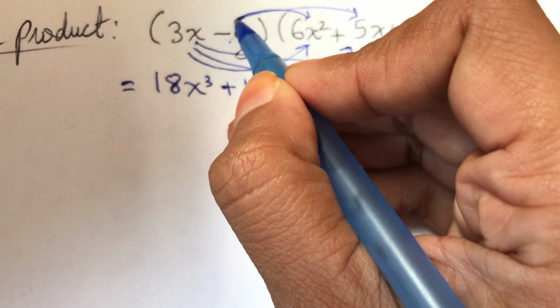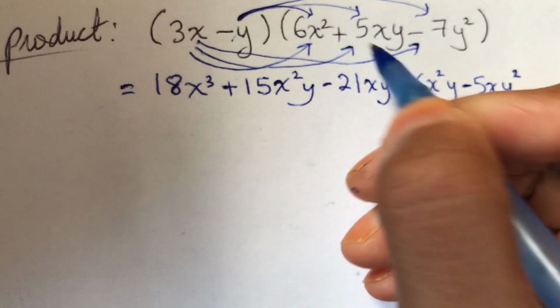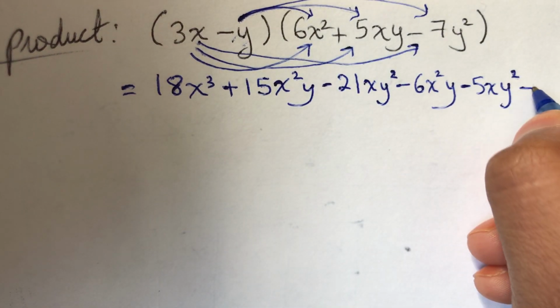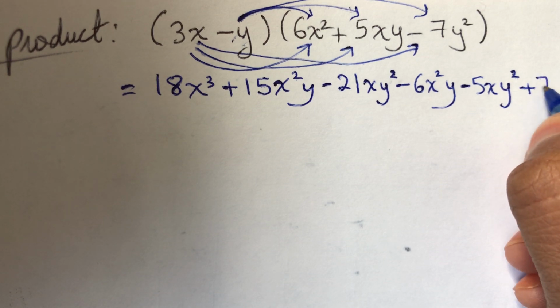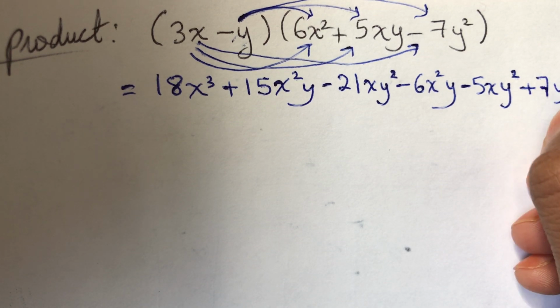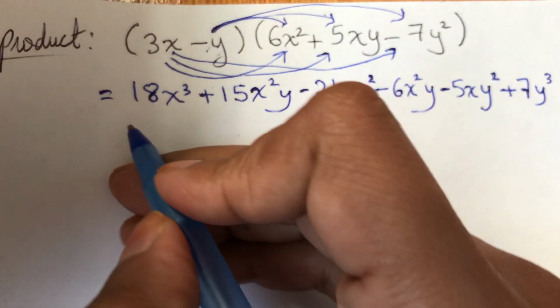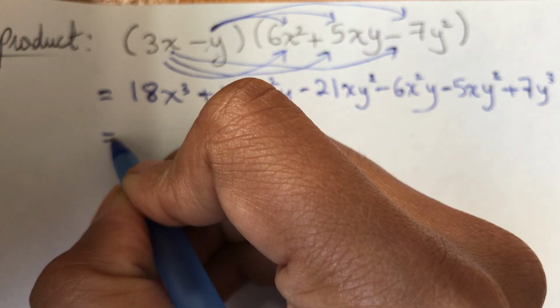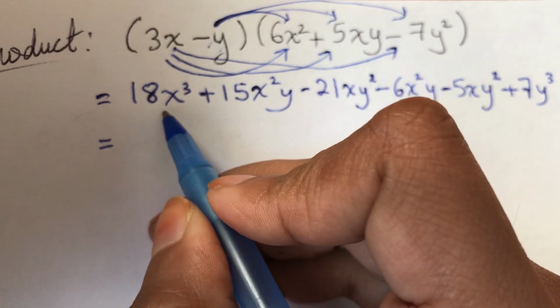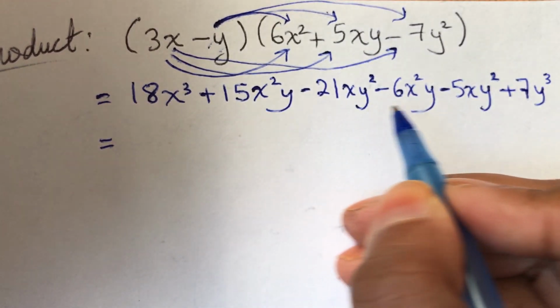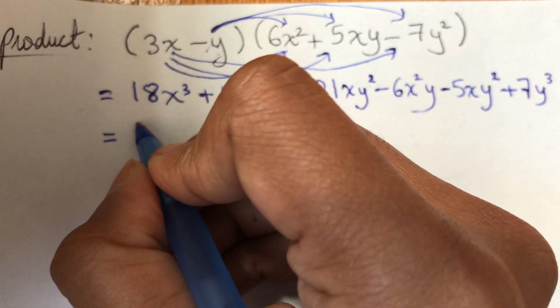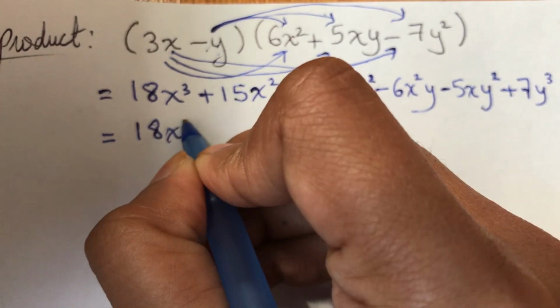Then we have negative y with the negative 7y squared. Negative times a negative gives me a positive 7y cubed. Okay, so this is pretty much it. And now what I'm going to do is scan to see if there are any like terms I can combine. I have a 18x cubed here. Anything? Nope. So I'm going to rewrite it as it is.